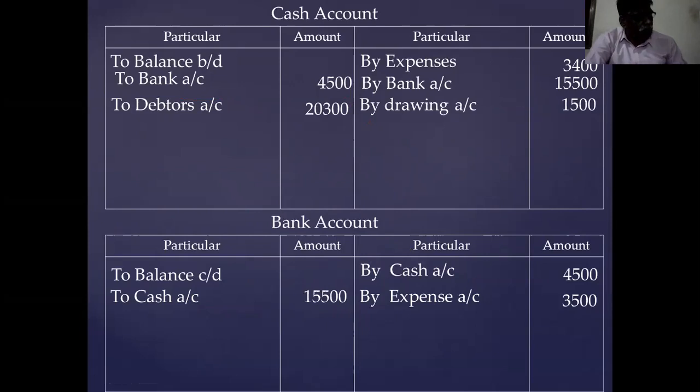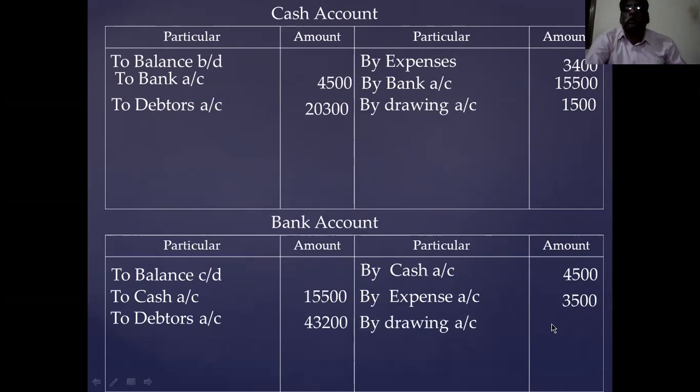Then next is checks collected from debtors. Check collected from debtor goes on the debit side of the bank account. It is a receipt in the bank. Check is receipt to the bank 43,200. Okay. Then drawing by check. Drawing by check is a payment. Payment side bank account. Amount 4,200.